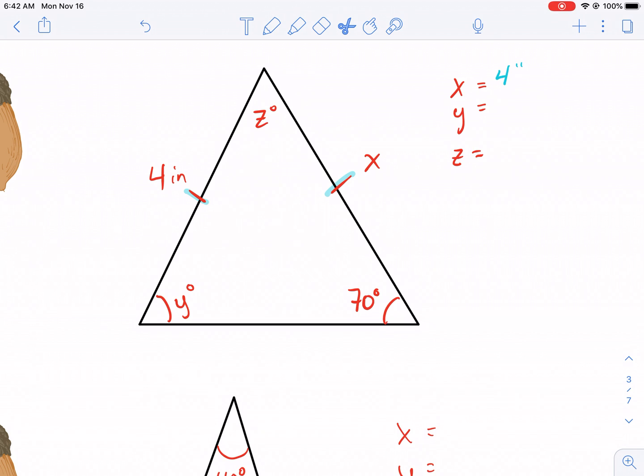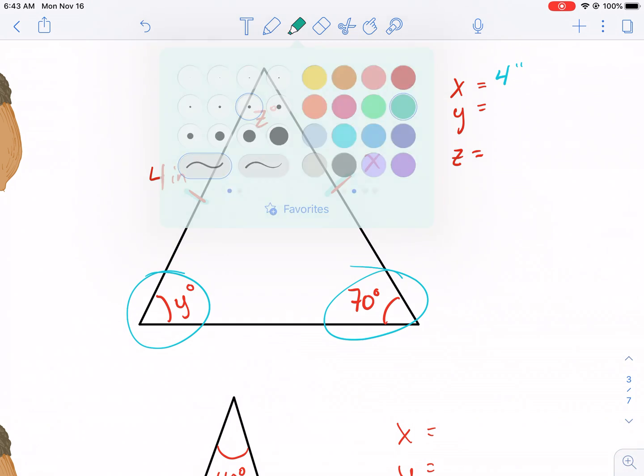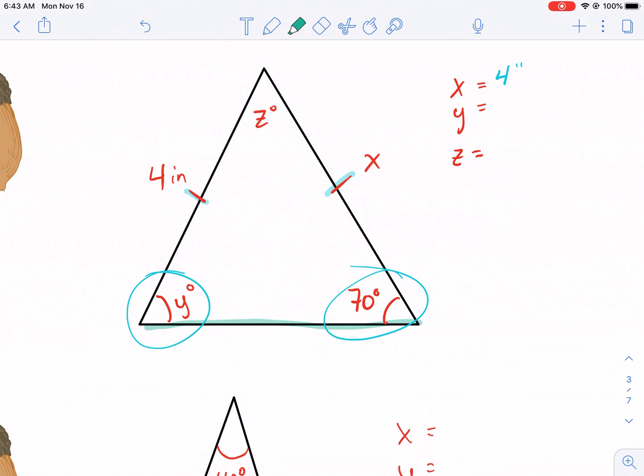That doesn't make sense. Okay, so the second thing we notice is because this is an isosceles triangle, these two base angles, okay, this is our base, need to be congruent. So again, let me label this real quick. This and this are both base angles. Okay, so that makes y equal to 70 degrees.